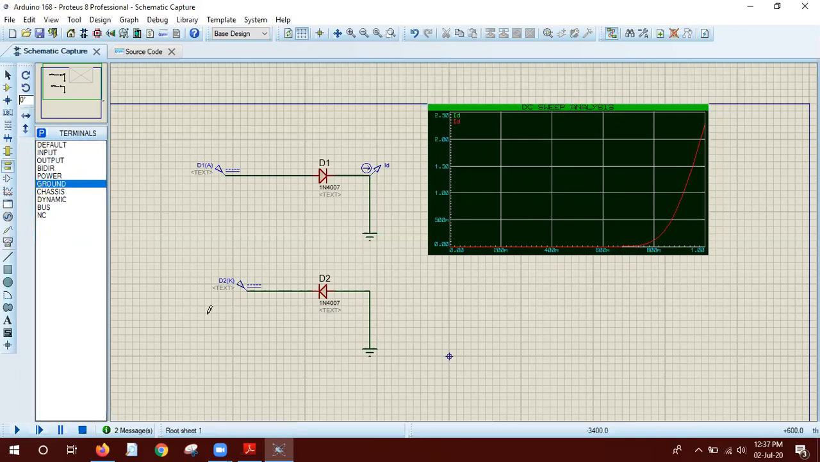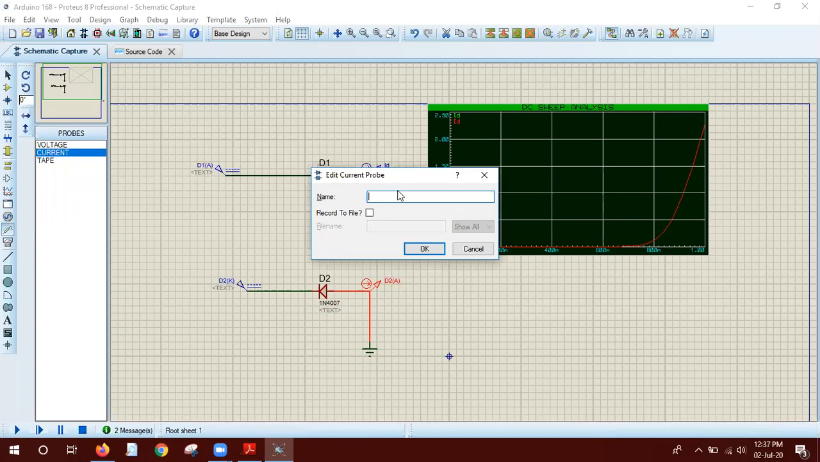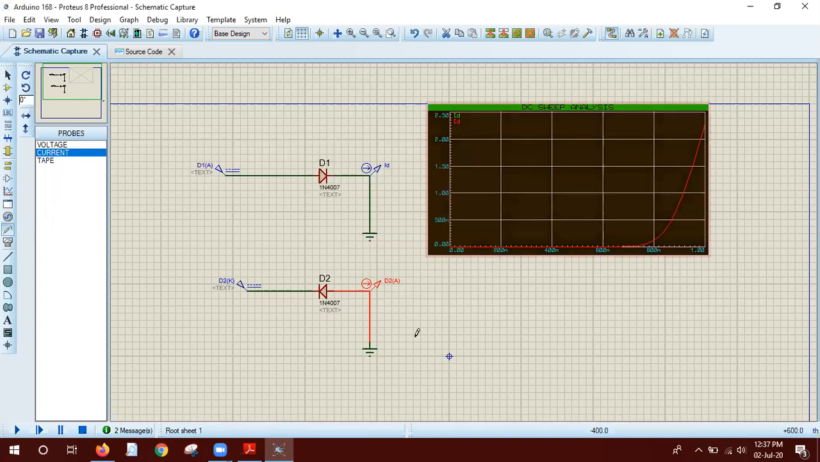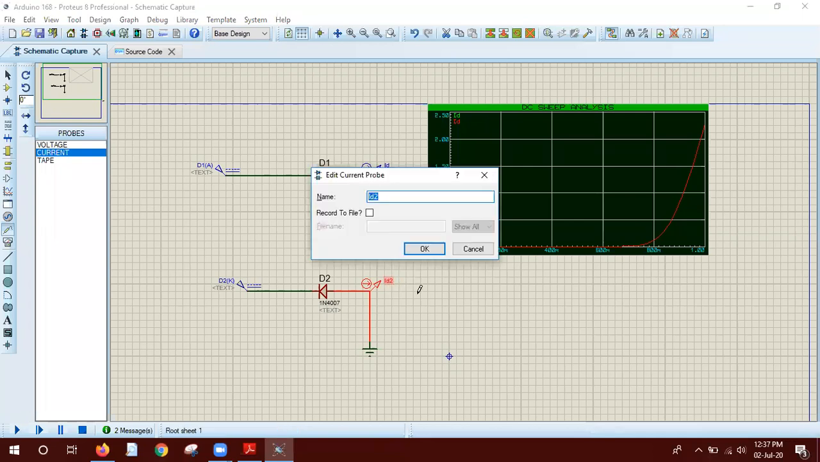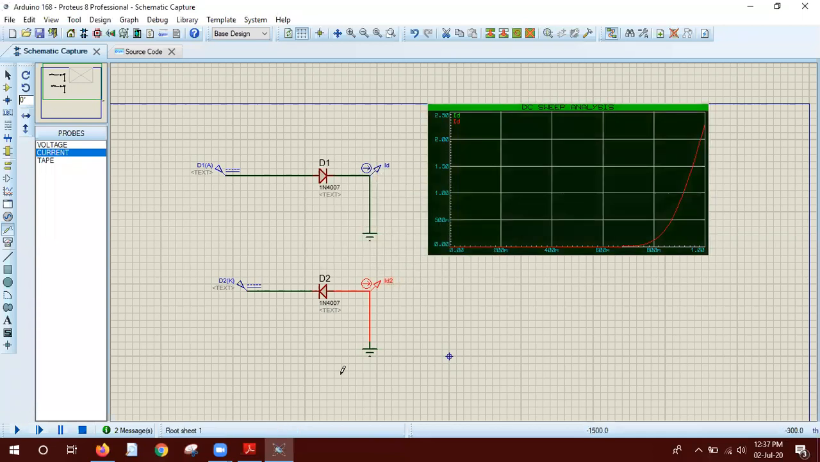Okay, so we want to see the current of this diode. So we go to the probe mode, we select the current probe and then place it here. We also need to change the name so that we can identify it, ID2. You will see that it has changed. So ID2, now we want to see this in the graph. So go to the graph mode, go to the DC sweep, and finally make one more graph.